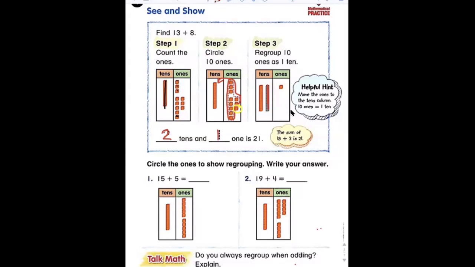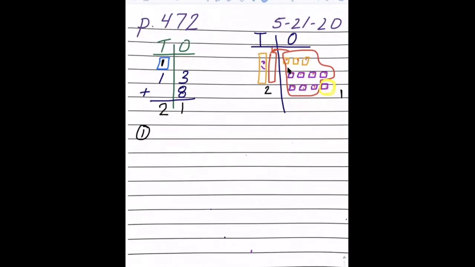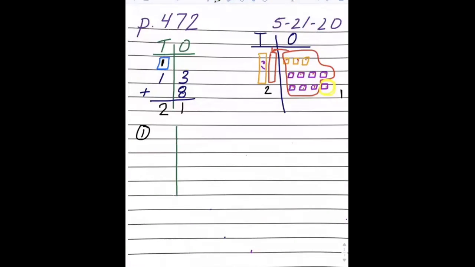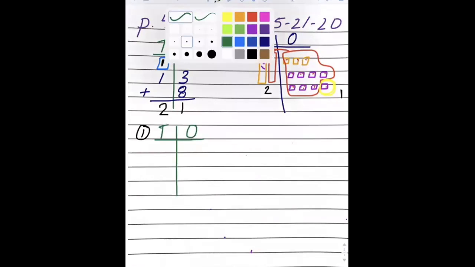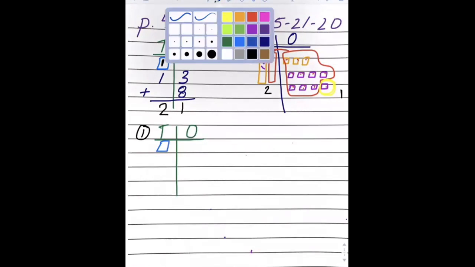Okay, now we're going to number one, which is 15 plus 5. Okay, and remember we have to rewrite it vertically in our journal. Okay, so we're going back to our journal. Okay, so we're going to make our T chart first. We write our tens and ones. Remember, make your box in case you have a new group of 10. And then we write our problem.